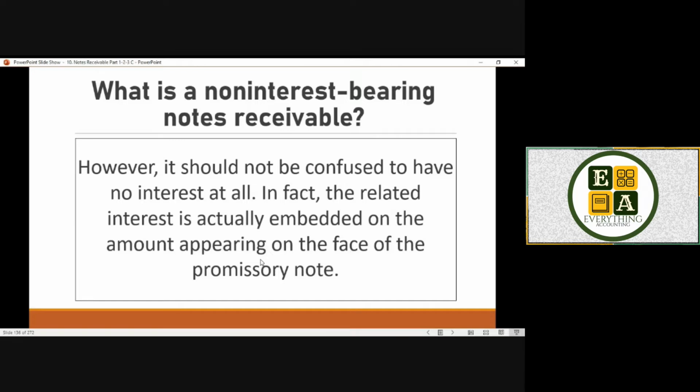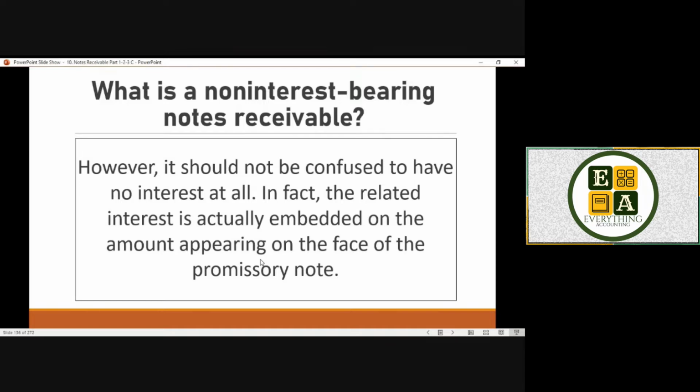For accounting, both involve interest, but for an interest-bearing promissory note, the computation of the interest is based on a stated rate provided in the promissory note that is multiplied by the face amount or principal amount. Non-interest-bearing doesn't have any interest computed separate from the face amount. Rather, the interest is already embedded as part of that face amount. So if we compute the maturity value of a non-interest-bearing note receivable, the face amount is actually the maturity value.